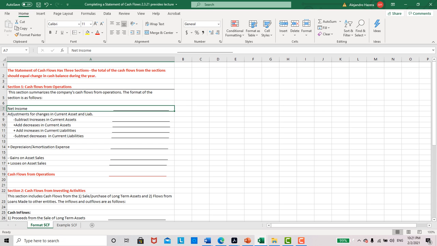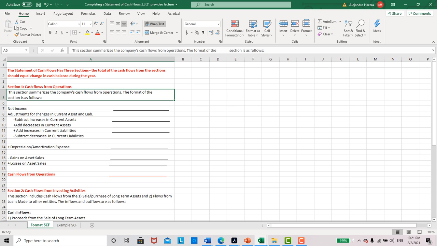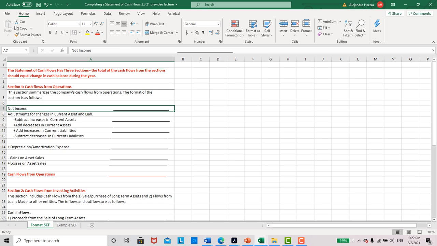The operations section summarizes the company's cash flows from operating their business, not from issuing stock, not from issuing bonds, not from investing in big assets or divesting itself of big investments. This is simply from ongoing operations. You always start with net income, which would be a plus, or even a net loss, which would be a minus. This comes from the bottom line of the income statement.